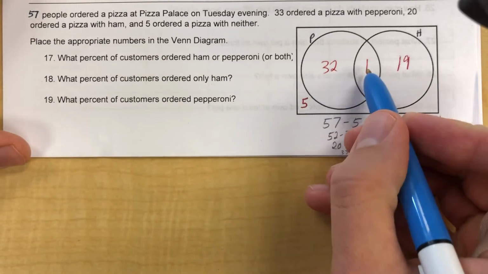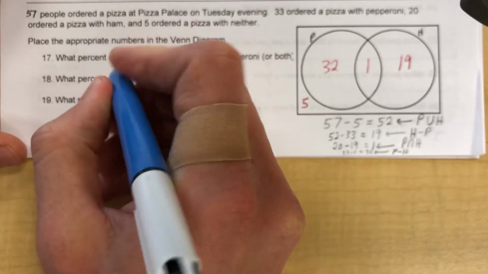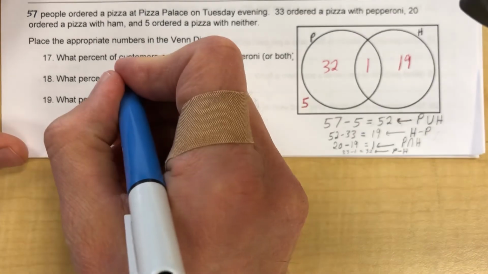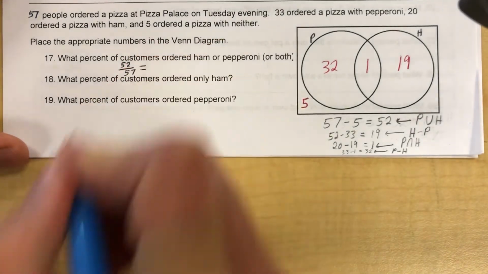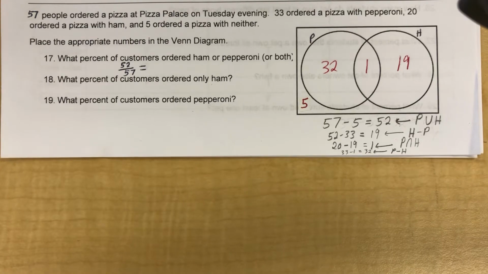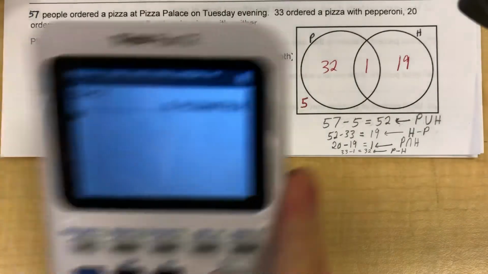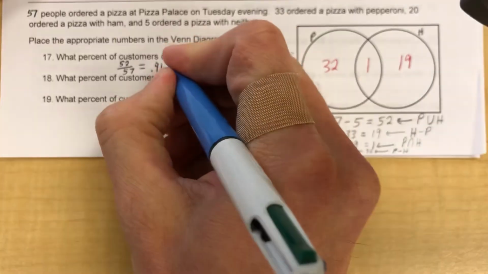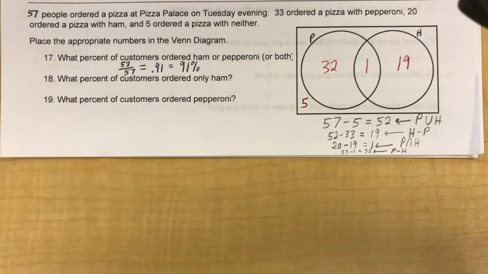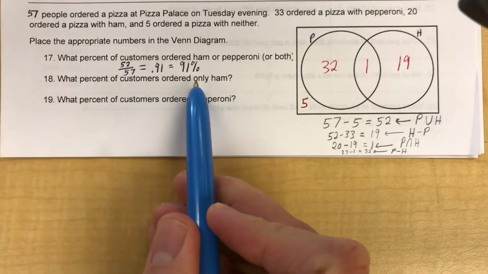Well, that would be 32, 1, and 19. We already decided what that was. That was 52. So that's 52 people. 52 people ordered ham or pepperoni or both. And that was out of 57. And when we divide that, we're going to get a decimal. And that decimal can easily be turned into a percent by multiplying by 100. So 52 divided by 57, I got 0.91. I'm rounding it off a little bit. And then we're going to say, well, 91% of our customers that evening, on Tuesday evening, ordered ham or pepperoni. That includes both.